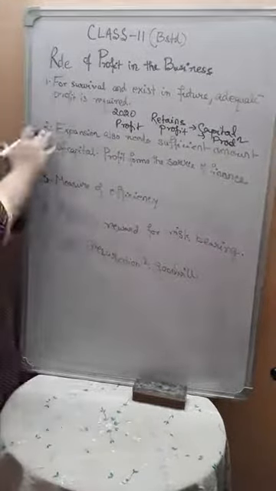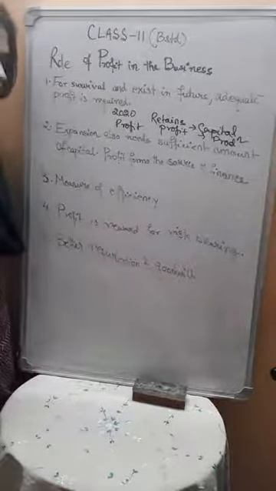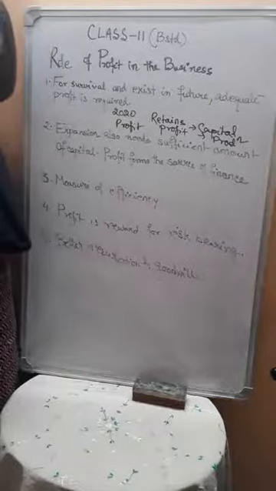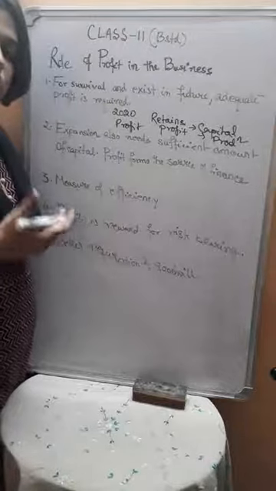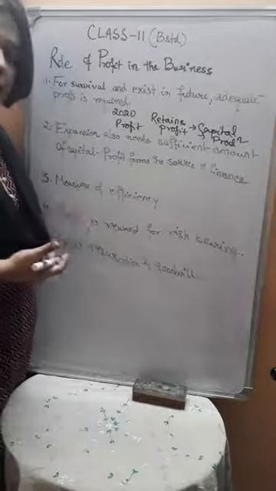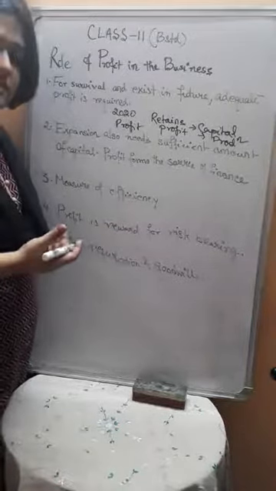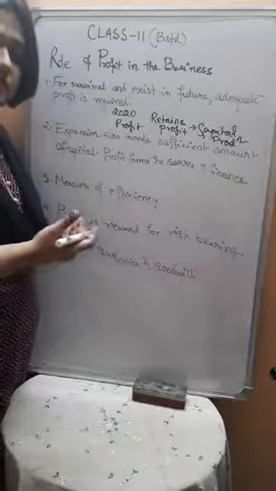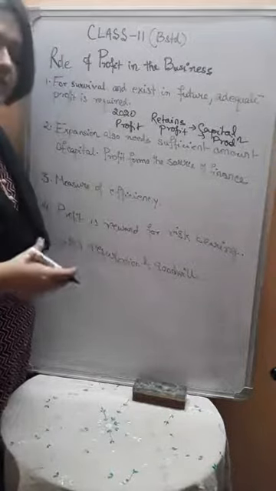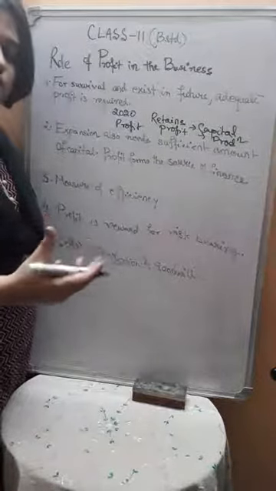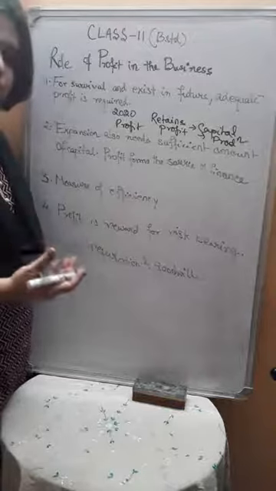Number two, expansion also needs sufficient amount of capital. Profit forms the source of finance. So if a business house wants to expand, that means if it wants to open more than one outlet, if it wants to capture the main markets present in the different corners or in the different areas, so it has to hold business not only in a particular place, but it has to shift and expand its outlet. So how is expansion possible?